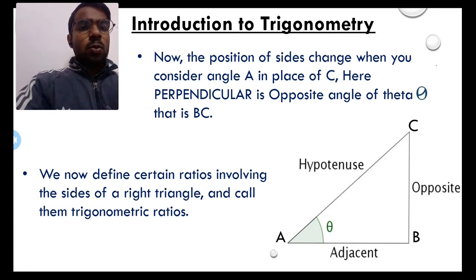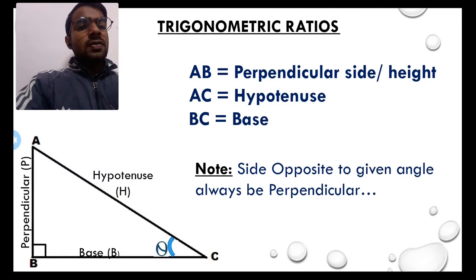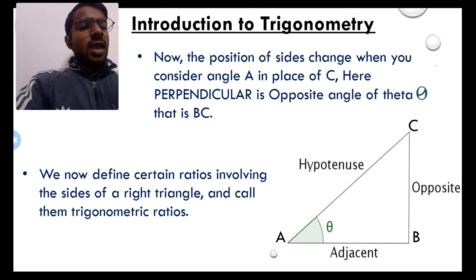Let's proceed further. Now the position of the sides changes when you consider angle A in place of C. In the previous slide angle C was theta, but here angle A is theta. Whatever angle is theta, the side in front of it is always the perpendicular. In front of angle A, BC is the perpendicular, or it can be called the height.